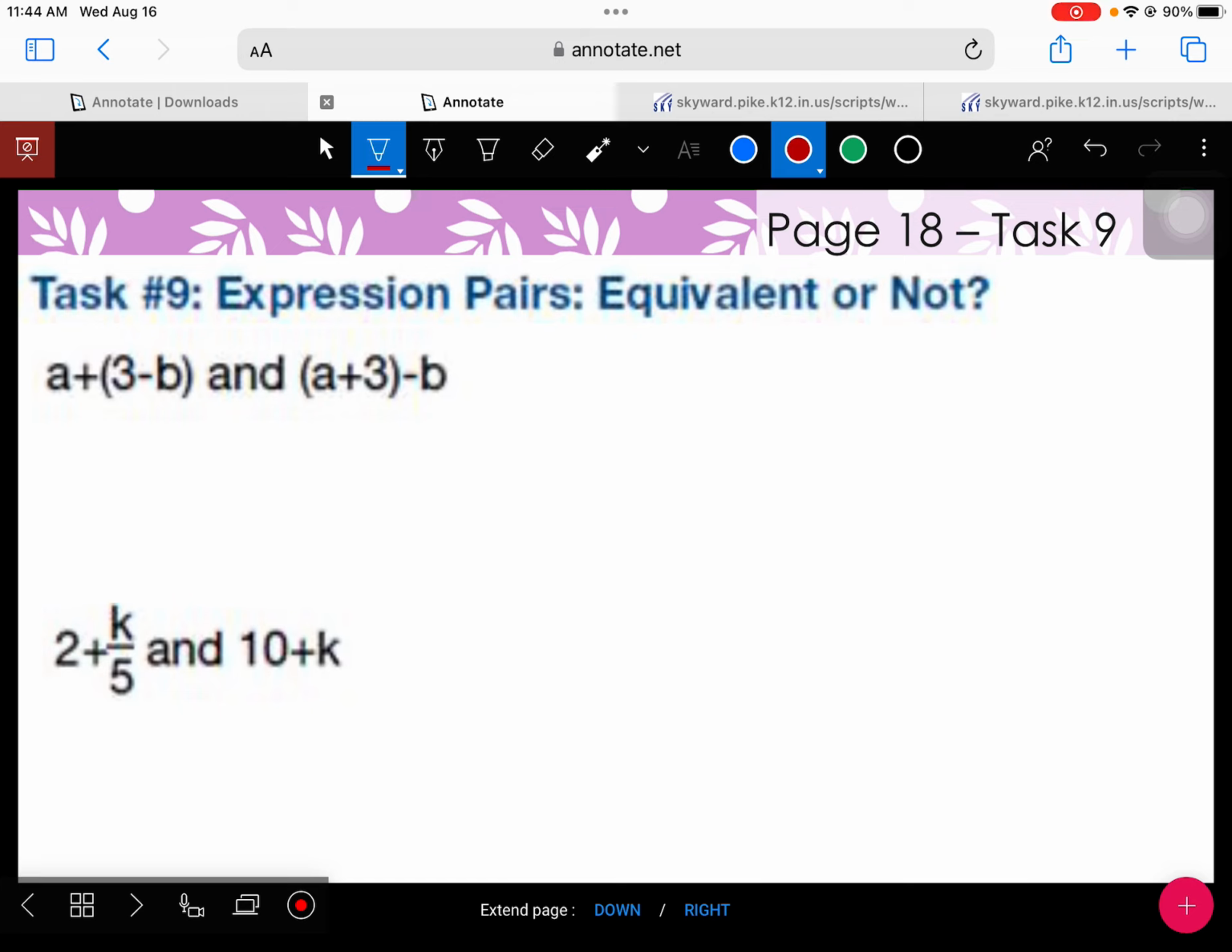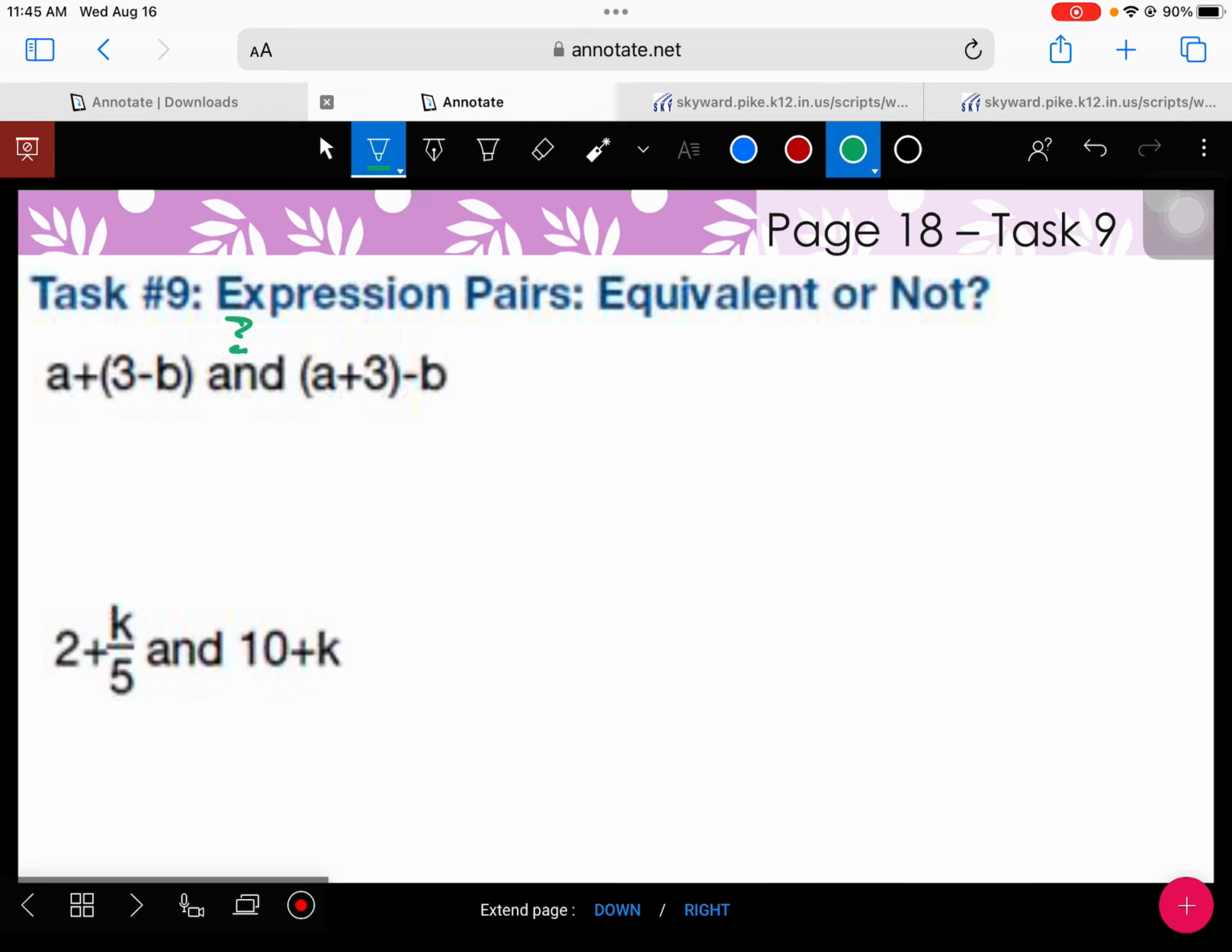A plus quantity 3 minus b. Is that equivalent to quantity a plus 3 and quantity minus b? How many say yes, it is equivalent? Not many. About 3. Okay, I said in the first problem, are those two expressions equivalent? Yes or no? Yes? Okay, there's a few more. How many say no, you're pretty sure it's not?